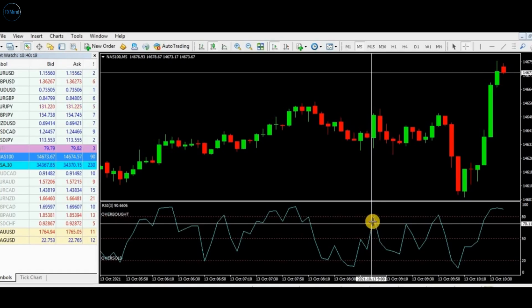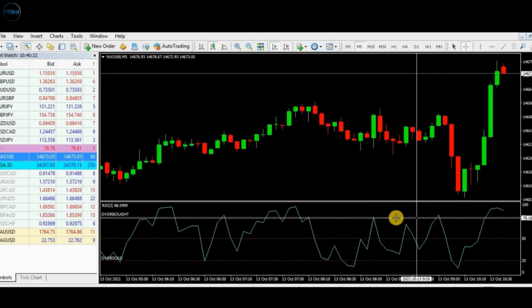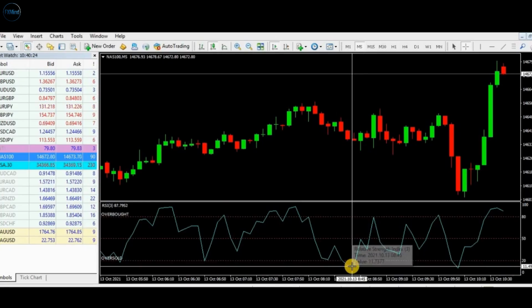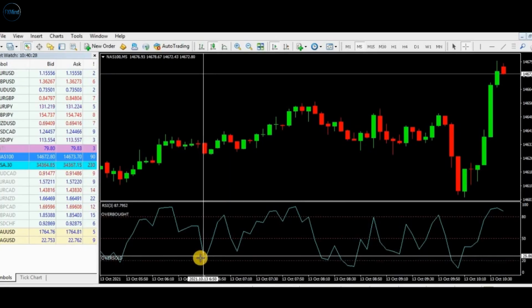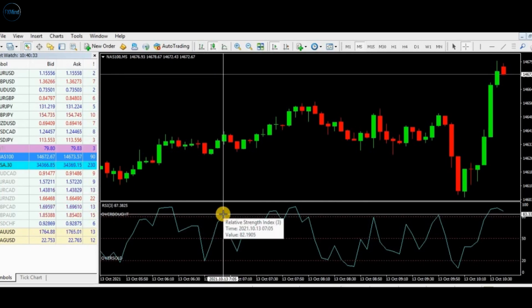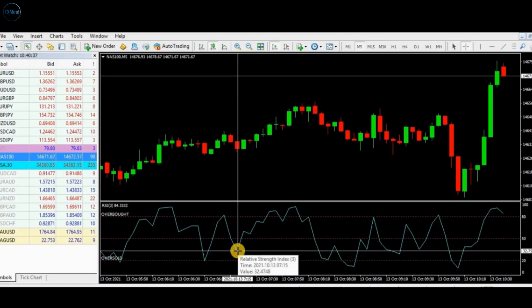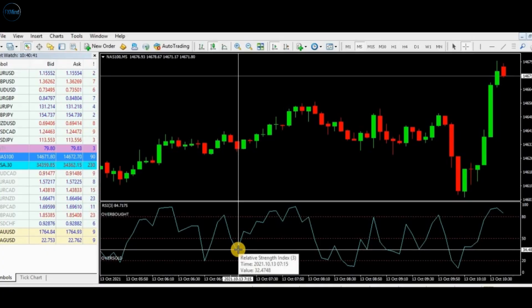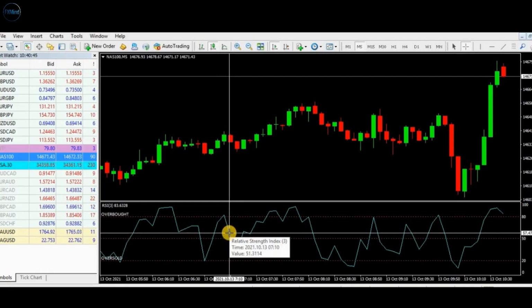So long as it touches the top, which is the overbought, or touches the bottom, which is oversold, this can also be considered as oversold. Anything that touches or crosses the line is considered overbought or oversold. A great example of this, if you can see, as I said, the RSI shows dynamic support and resistance.